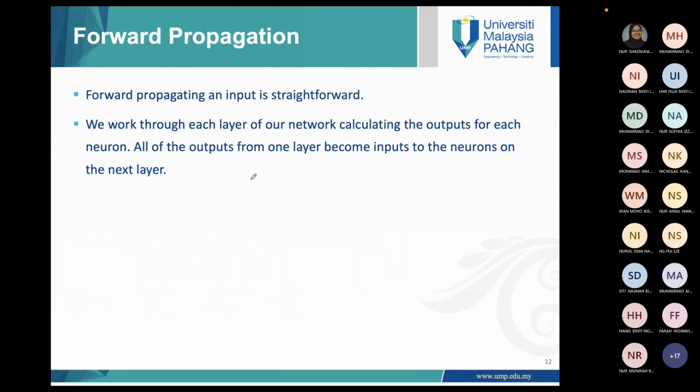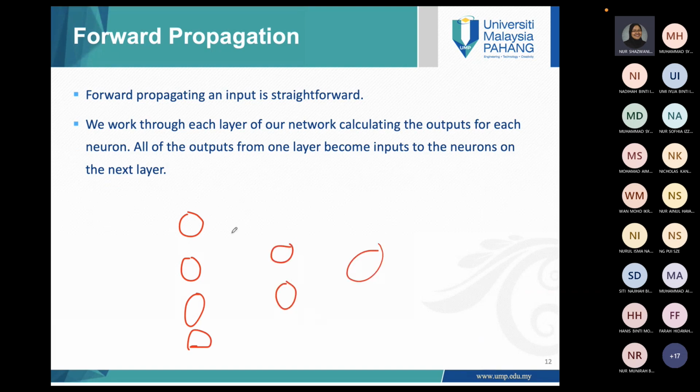Forward propagation of an input is straightforward. We work through each layer: we have the input, then the hidden layer, then the output. We calculate the output of each neuron. It is a straightforward process for forward propagation.